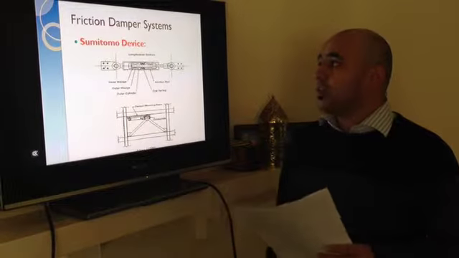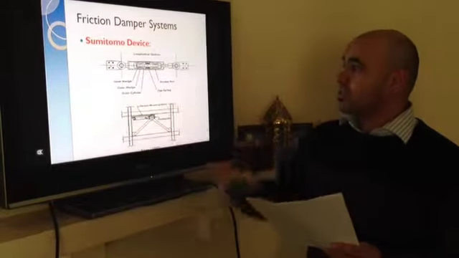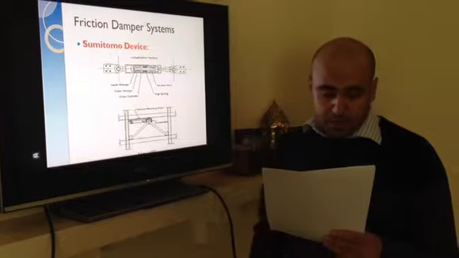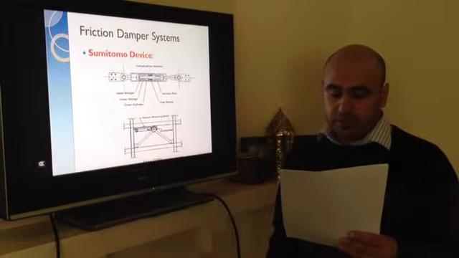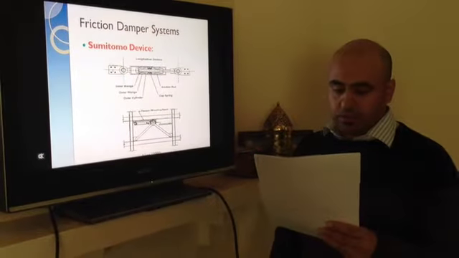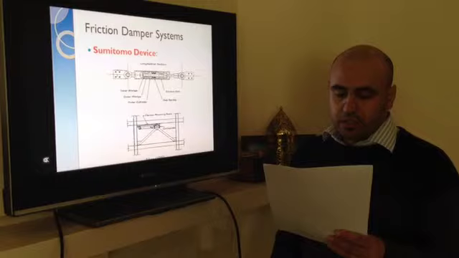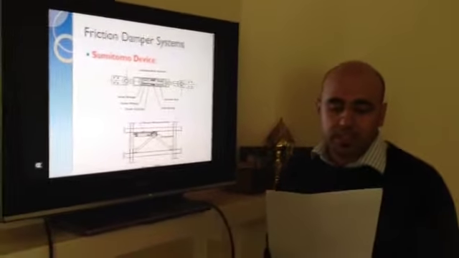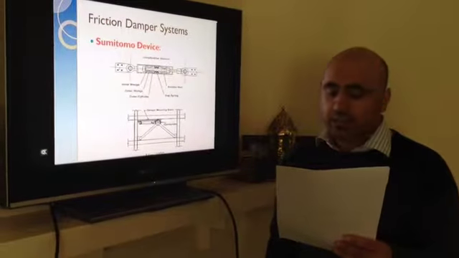Next, the Sumitomo device, as you see here. It's widely used in Japan, and the device has a friction interface consisting of graphite filled with copper that contacts steel and stainless steel. The reason for using stainless steel is to prevent any unexpected corrosion.